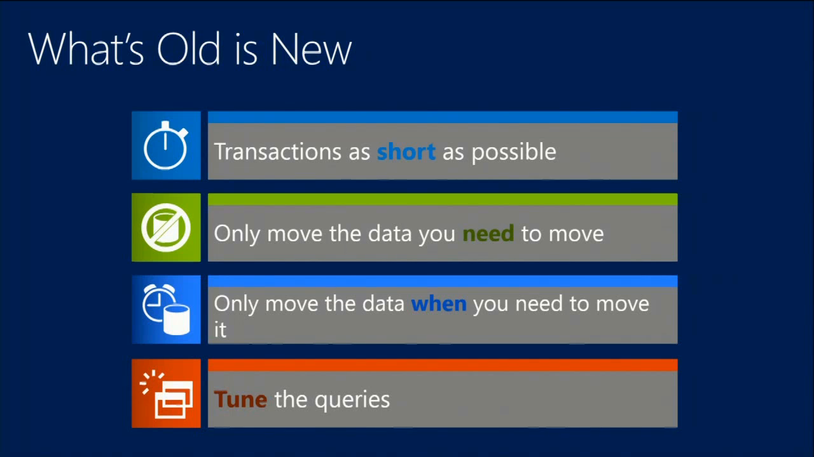Right? So the top three are really, really important because they go together. Keep them as short as possible and only pull the data that you need to move, and when you need to move it, because there's a cost and a performance associated with that, right? And it makes everybody happy, right?